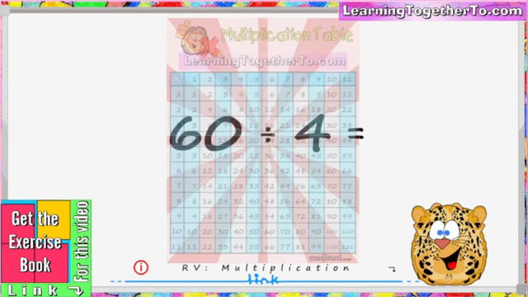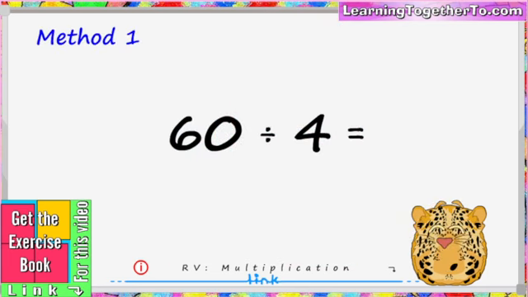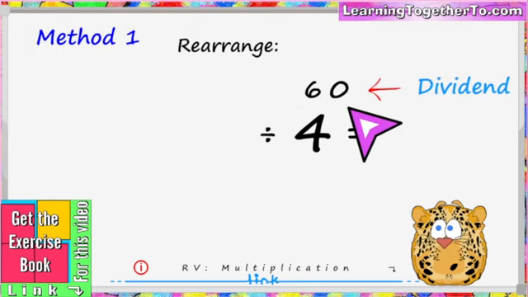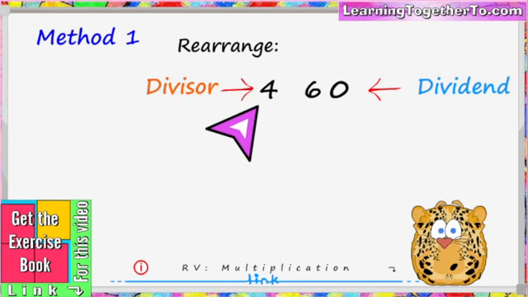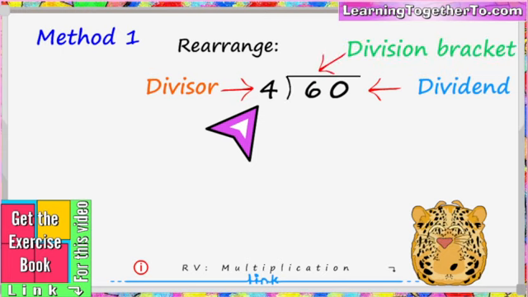Simon, we are going to use method 1 to solve this problem. The first thing that we do is rearrange our numbers. The number we are going to divide is called the dividend. It goes over to the right. The number we are dividing by is called the divisor. It goes over to the left. The divisor and the dividend are separated by a division bracket.